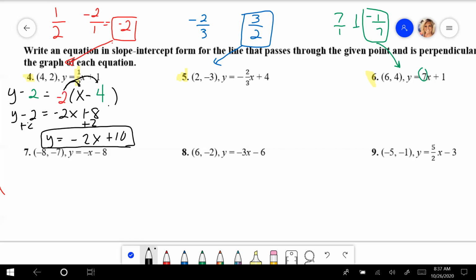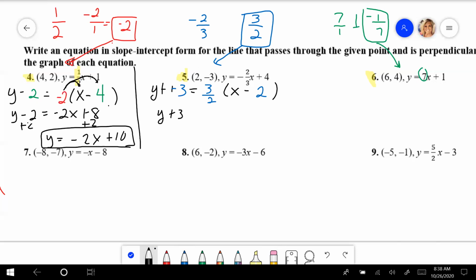On number 5, y minus y1 equals m times x minus x1. We already found our new slope. The perpendicular slope is 3/2. Then put in your x number, which is +2, and your y number, which is -3. Now, are there any minus and negatives? Yes, so these change to positive.